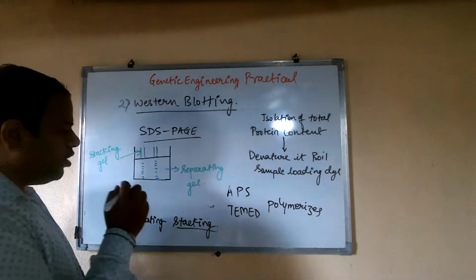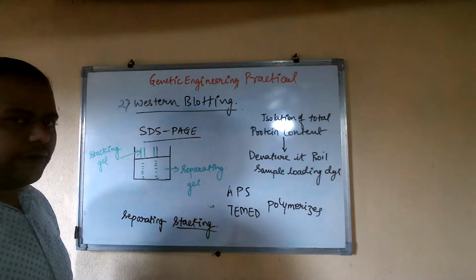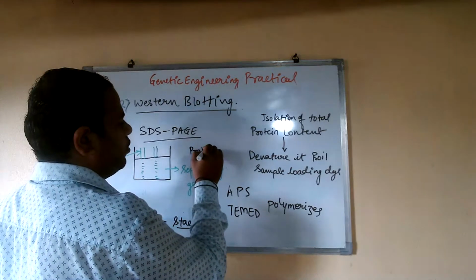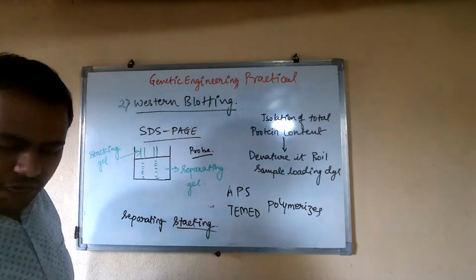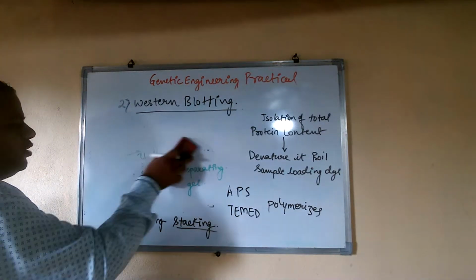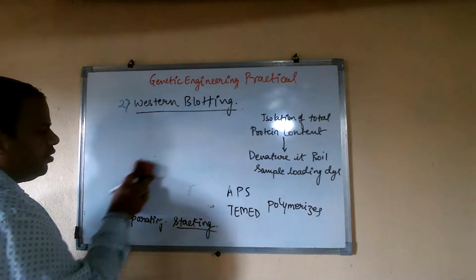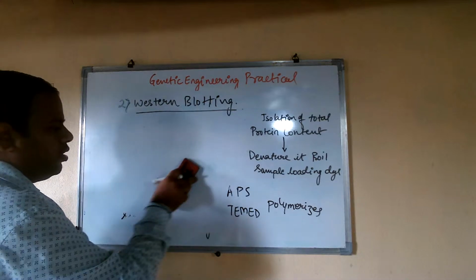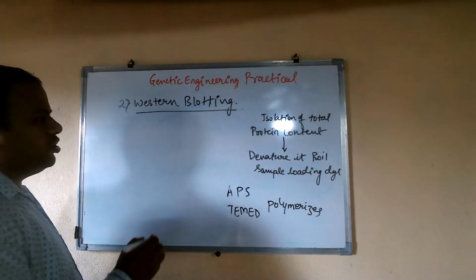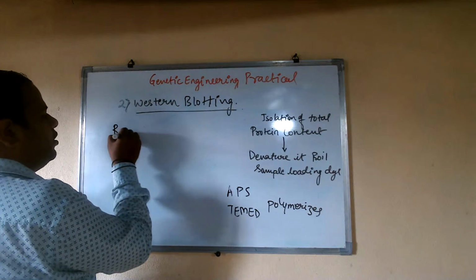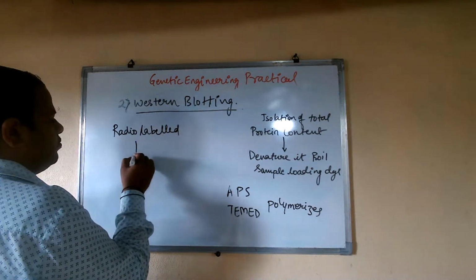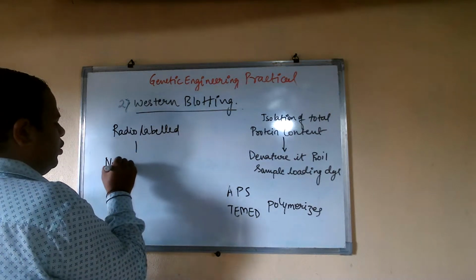Okay, so for detecting that particular protein, we are going to use a probe. Okay, or we can do the detection here without the probe also. There are two types of detection here. It can be called screening also. There are two types of detection or screening. One is radio labeled, or second is non-radio labeled.